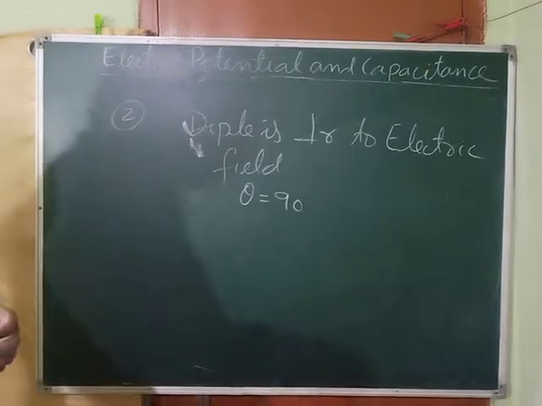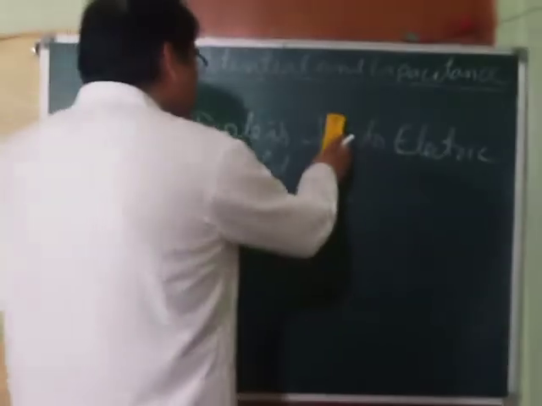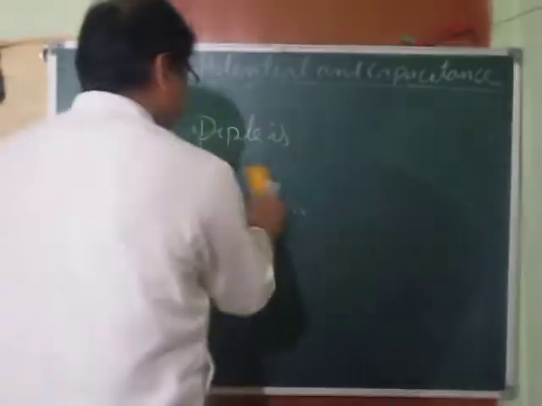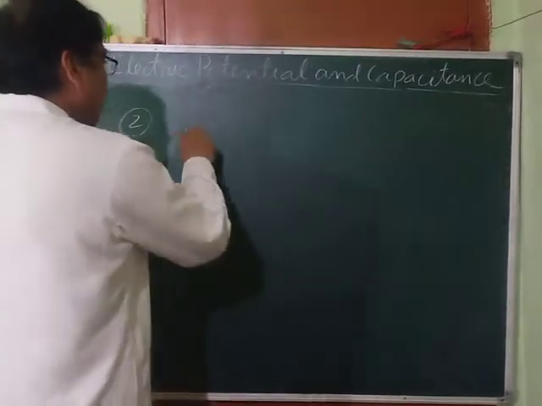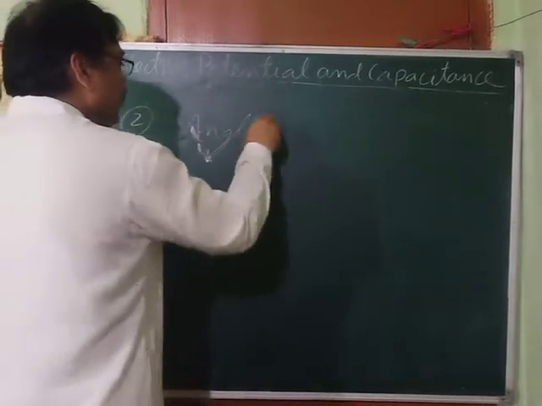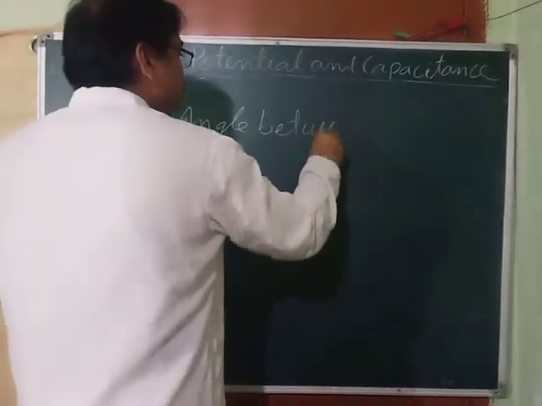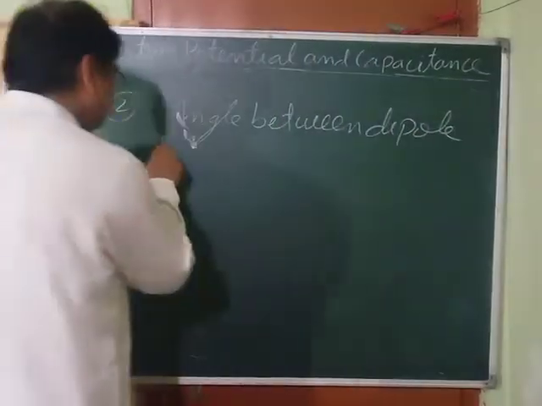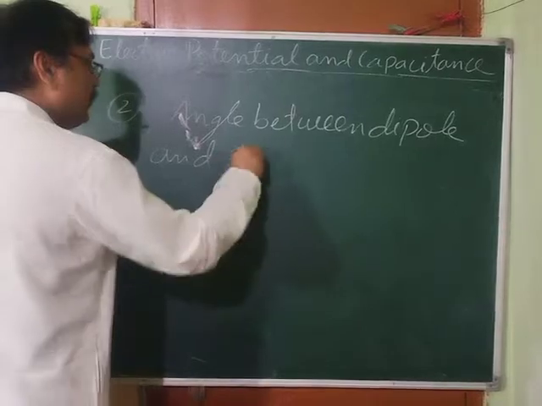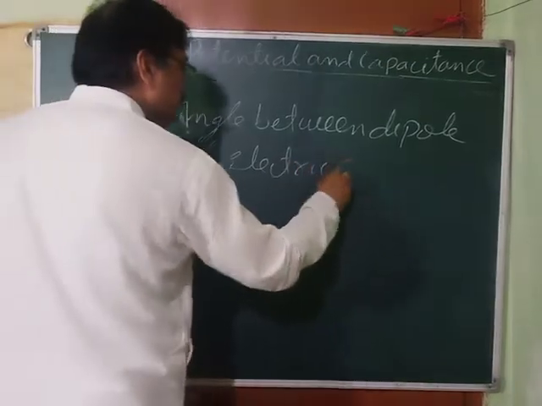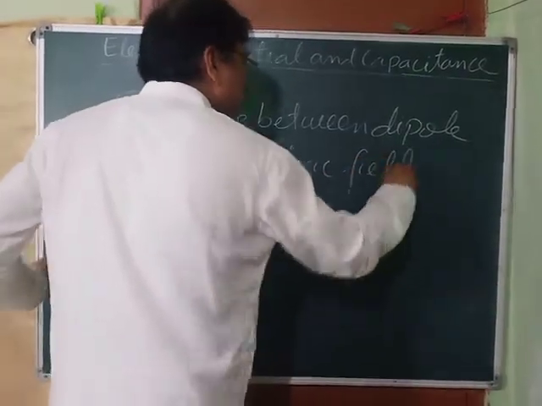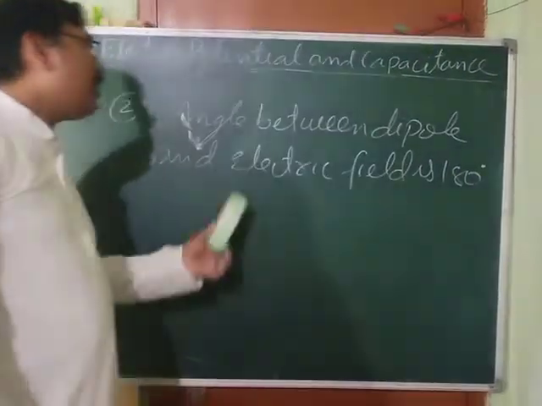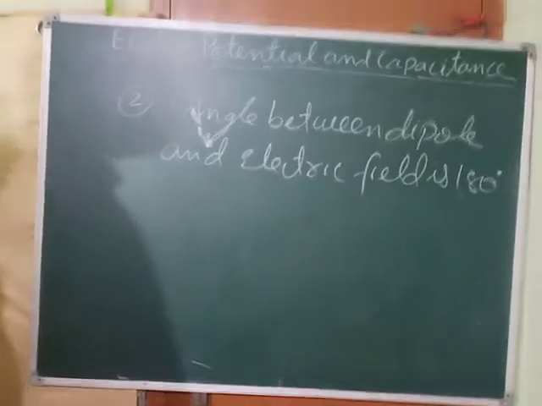Rather, you can say, see, this we will not discuss. Okay. Or we can say, the angle between the dipole and the electric field is 180 degrees. If the angle between the dipole and the electric field is 180 degrees, then what will happen?